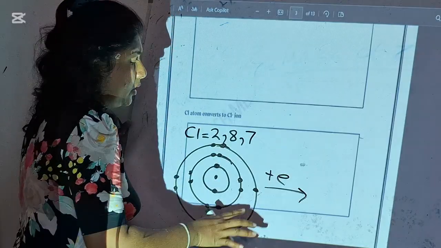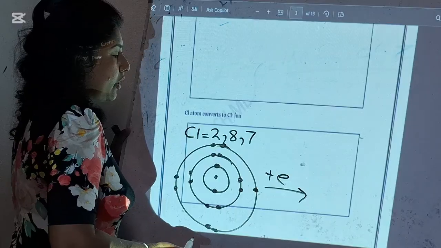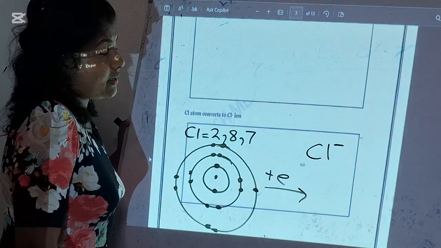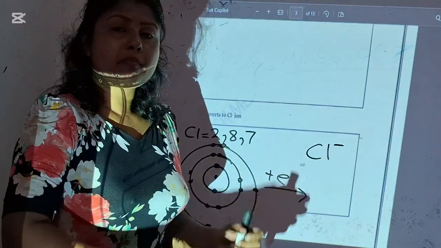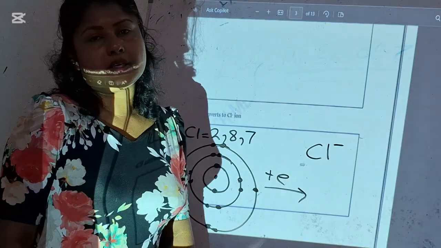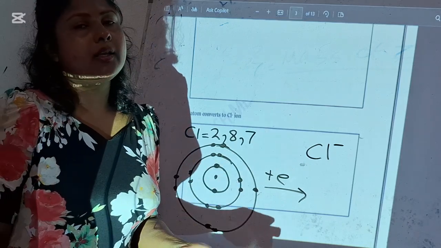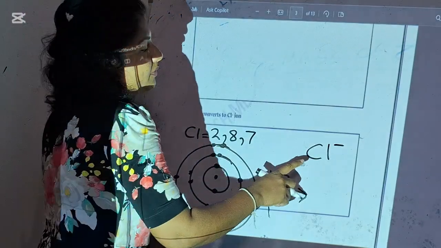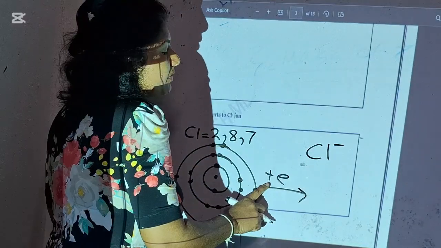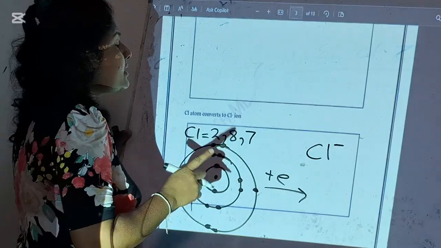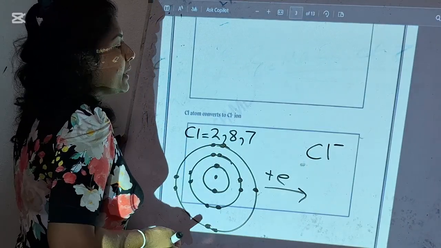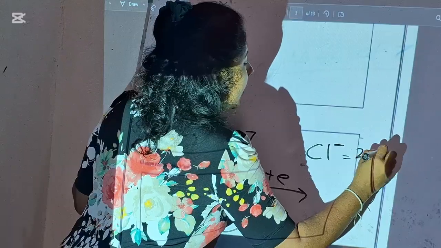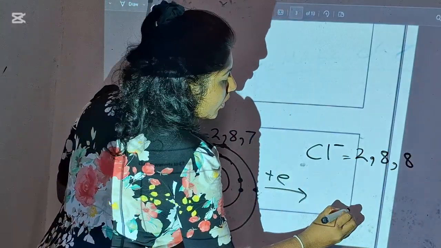After taking 1 electron for this place, what is the appearance of it? It becomes chloride. It means Cl minus sign. Taking of electrons means becoming anions, which means negative ions. Releasing of electrons is the cause for making positive ions. So one electron is taken by the chlorine, so it becomes Cl minus. So the new electronic configuration is 288. So we are going to draw it.